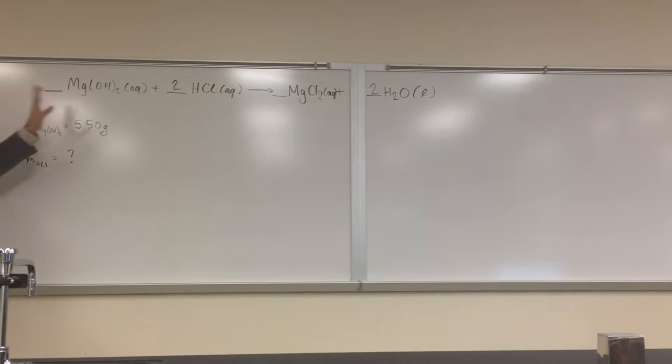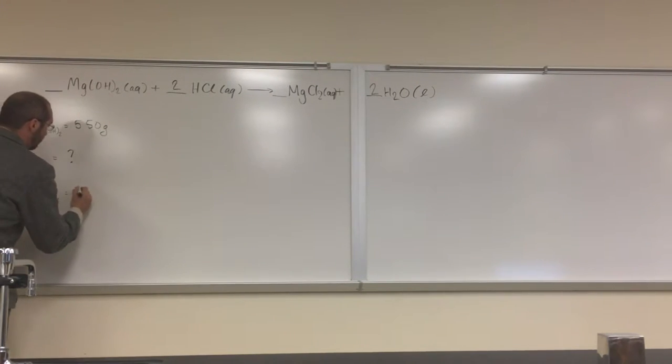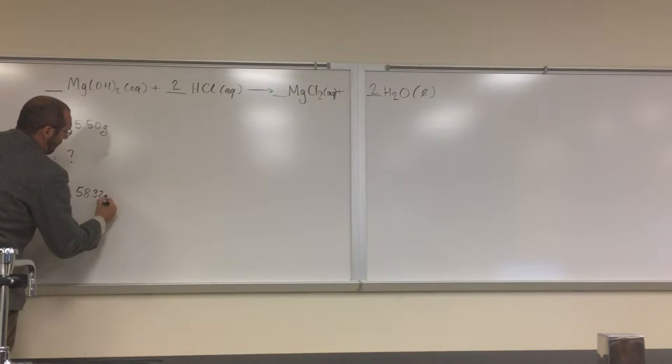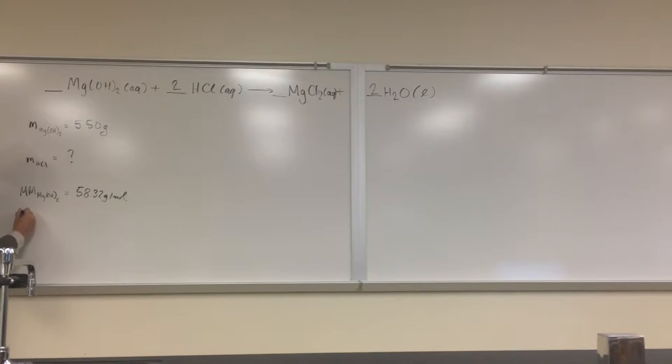For this one, what are the two numbers that you should be calculating before you even attempt to solve this problem? The molar mass of what? Magnesium hydroxide. Okay, the molar mass of magnesium hydroxide. And what'd you get for that? I got 58.32 grams per mole. And the other thing, the molar mass of HCl, right? Because we have magnesium hydroxide, we've got to convert it to HCl. So the molar mass of HCl that I got was 36.46 grams per mole.